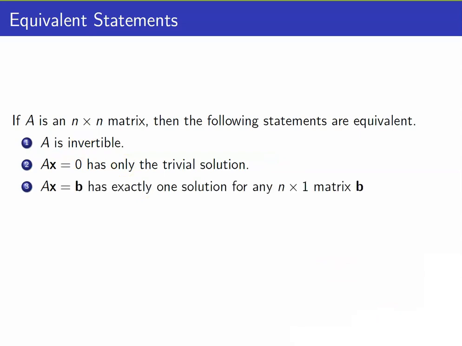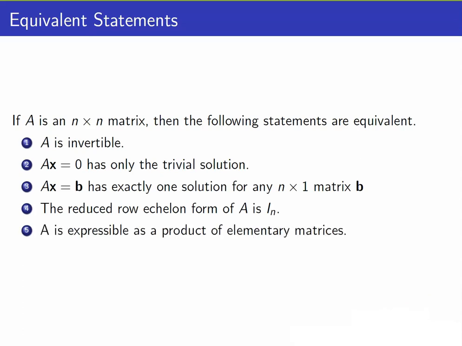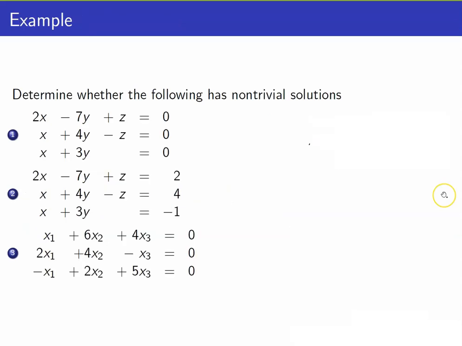Next, AX equals B has exactly one solution for any n by 1 matrix B. We've already seen this statement. The reduced row echelon form of A is the identity matrix, and the matrix A is expressible as a product of elementary matrices. Let us determine whether the following has non-trivial solutions. For number 1 and 2, take note that the coefficient matrix is given by 2, 7, 1, 1, 4, negative 1, and 1, 3, 0.